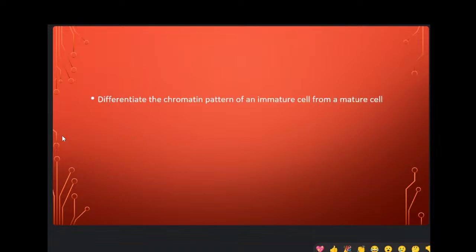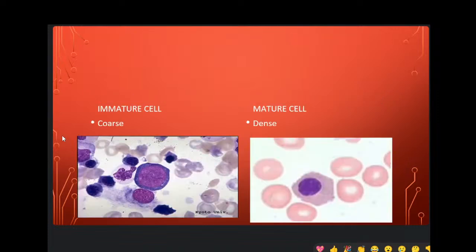Differentiate the chromatin pattern of an immature cell from a mature cell. Okay, it's hard for me to discuss this without showing you the picture, so let's go to the next slide. Immature cells have a characteristic coarse chromatin pattern. What do you need to look for, class?